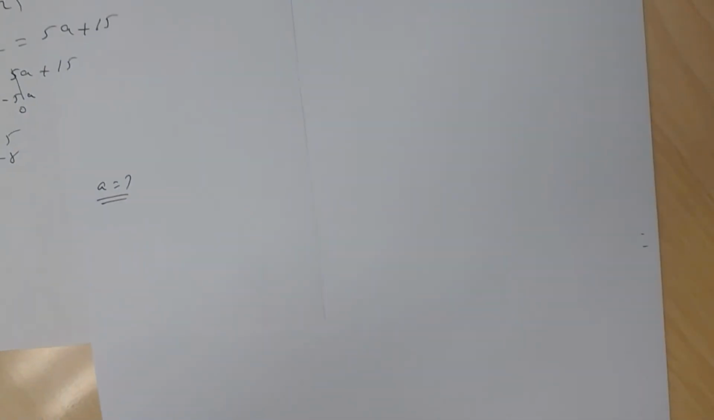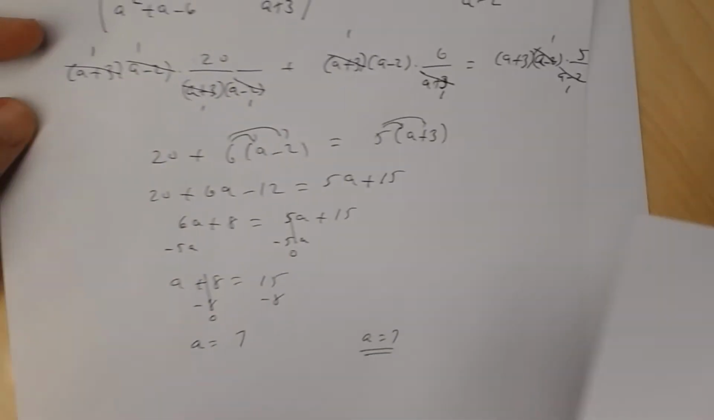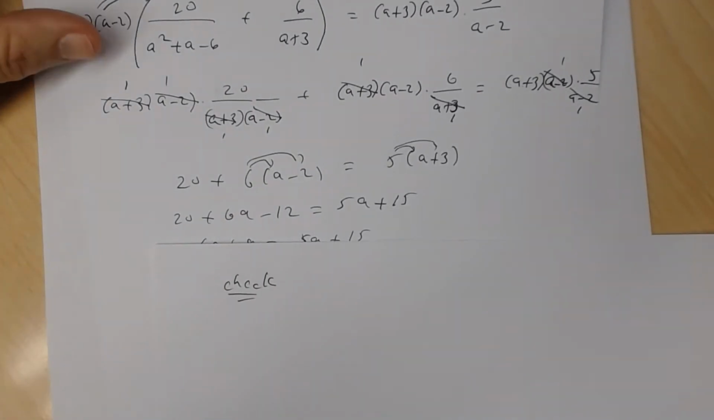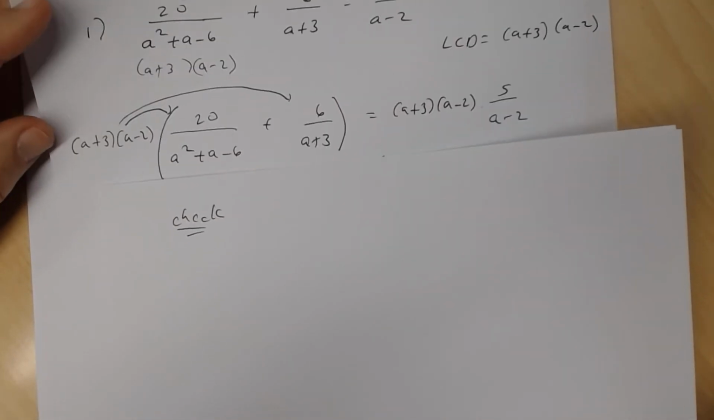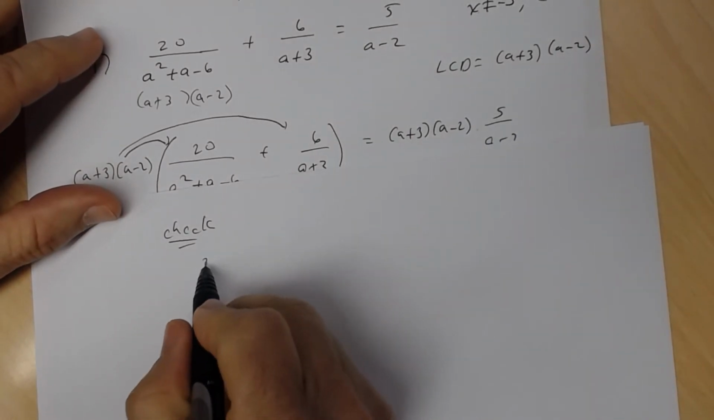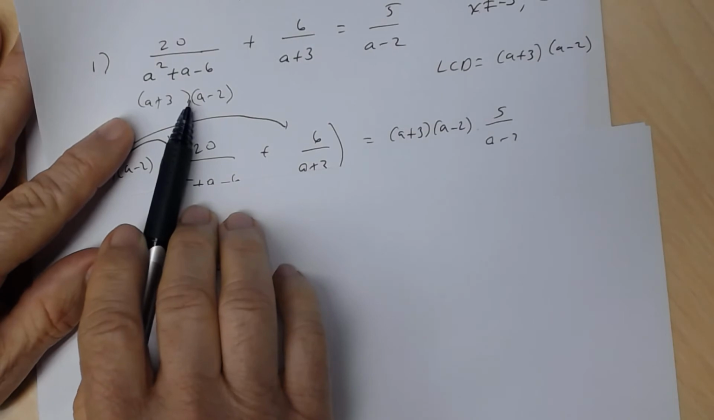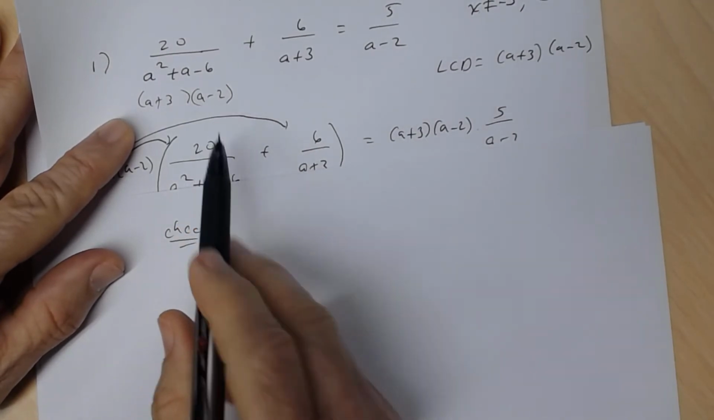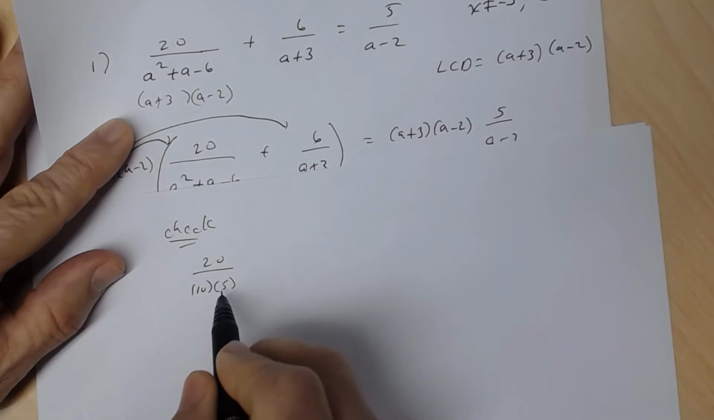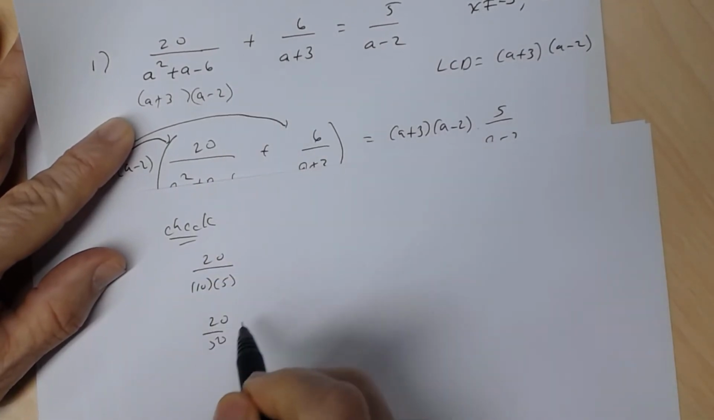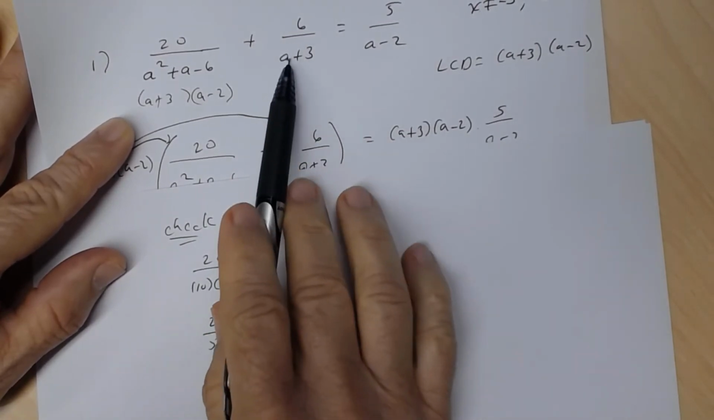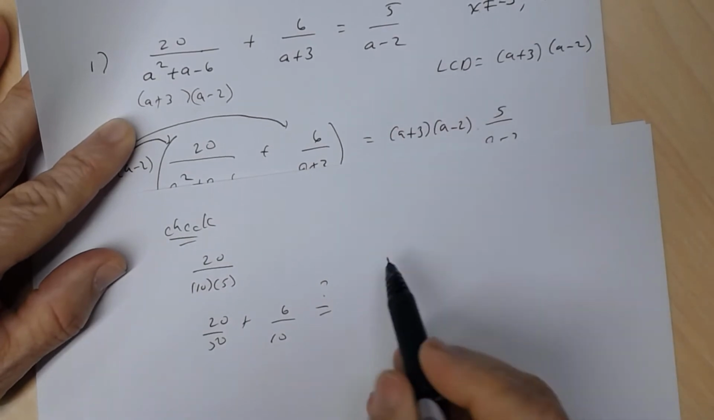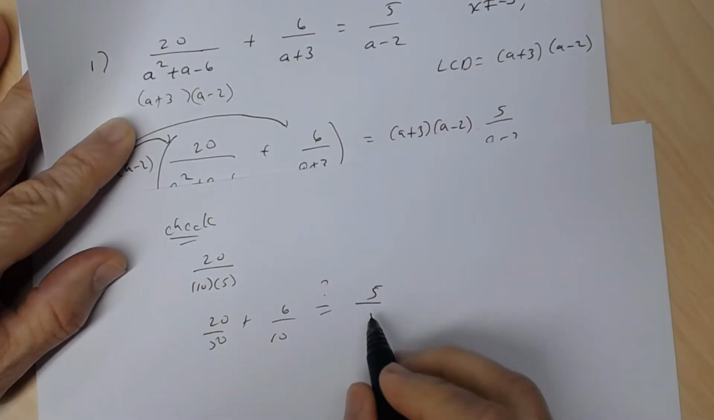Just to show you, if you check it, you'll see that when I substitute 7, both sides are equal to each other. So watch. Let's check. You don't have time to check on a test, but if this is a worksheet, you can check it, but you're not required to check it. You have to go back to the original though. So I get 20 divided by, and remember I'm going to use the factored form here. When a is 7, 7 plus 3 is 10 times, and then 7 minus 2 is 5. So this becomes 20 divided by 50, plus 6 divided by, a is 7, so 7 plus 3 is 10. And then I want to see if that's going to equal this side, which is 5 divided by 7 minus 2, which is 5.